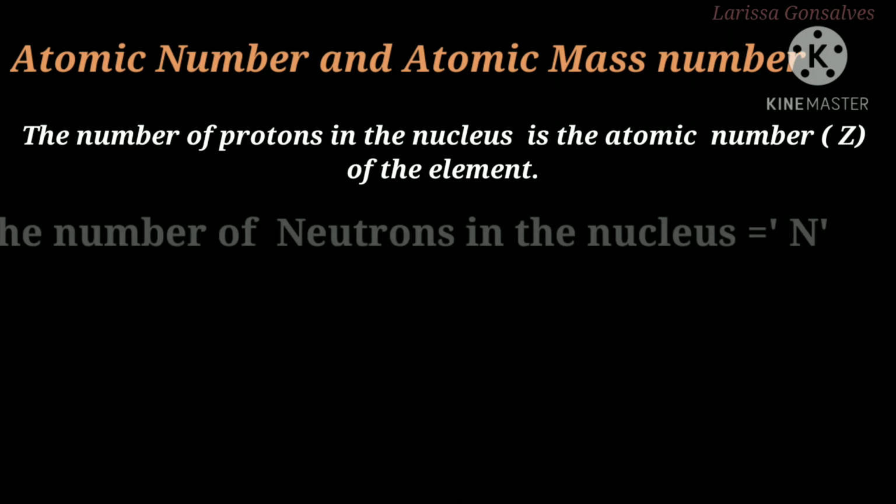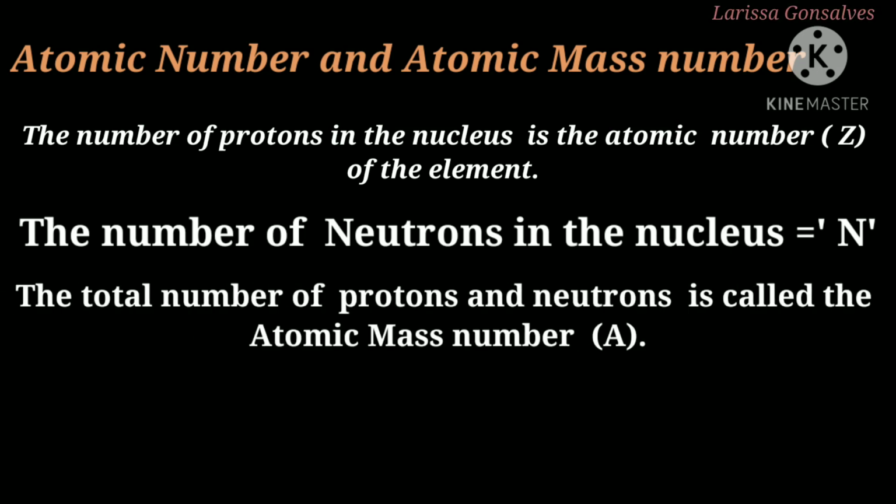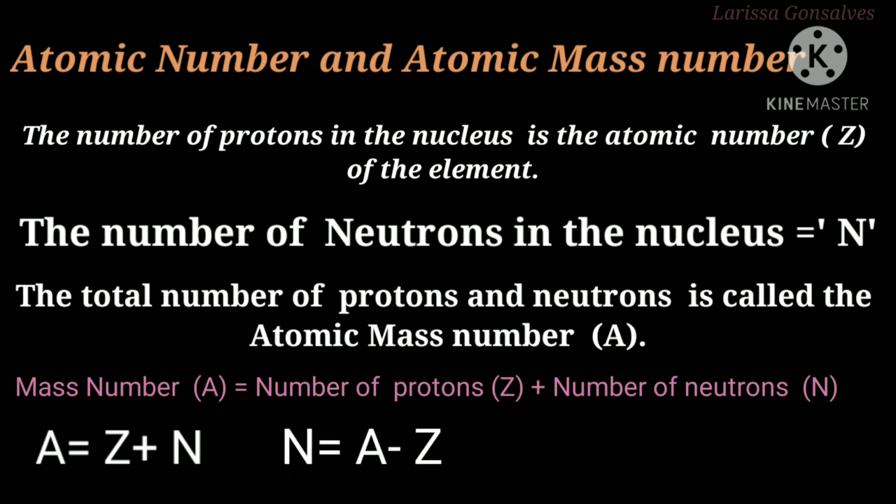The number of neutrons which are present in the nucleus is denoted by the symbol capital N, and the total number of protons and neutrons which are present in the nucleus of an atom is called its atomic mass number, and it is denoted by capital letter A. If we want to calculate the mass number, then the formula used is mass number is equal to number of protons, denoted by capital letter Z, plus number of neutrons, denoted by capital letter N. Therefore, it is written as A = Z + N. If we want to find the number of neutrons, then N = A - Z.